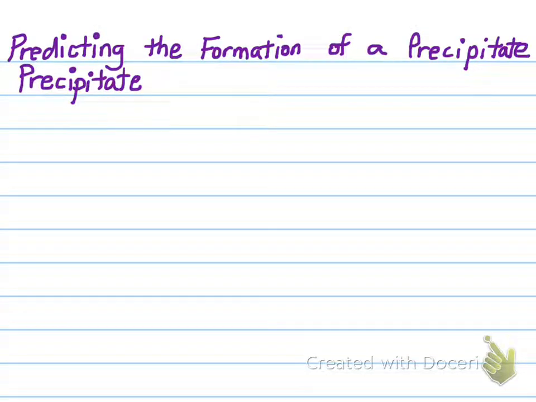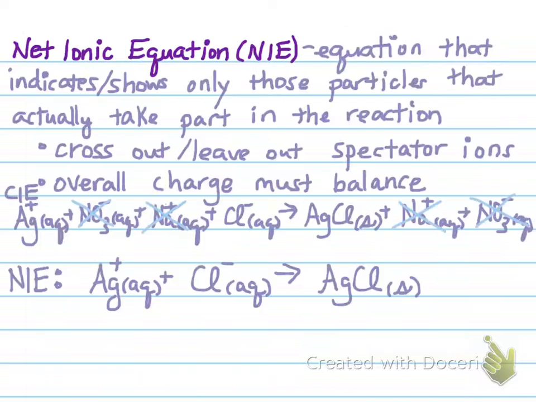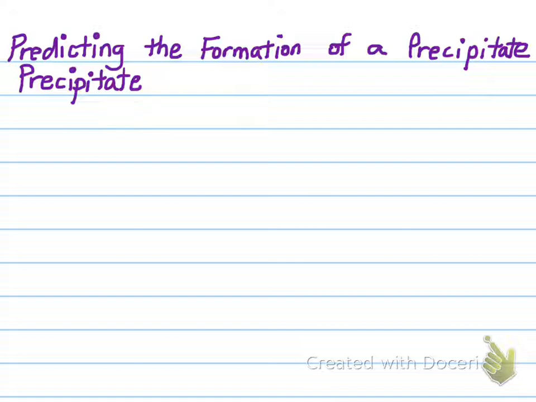So the other day when we did this, I told you that silver chloride was a solid. But now I want to show you how you're going to figure that out for yourself. So we're going to talk about predicting the formation of a precipitate. And again, we're going to specifically define precipitate here. A precipitate is an insoluble salt.